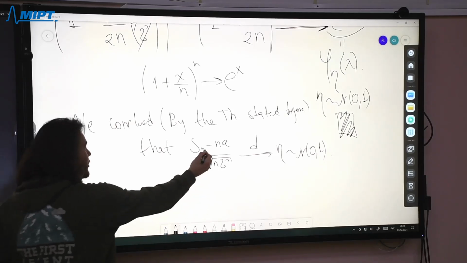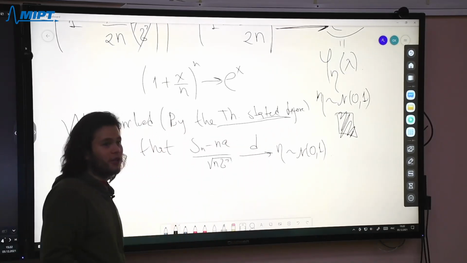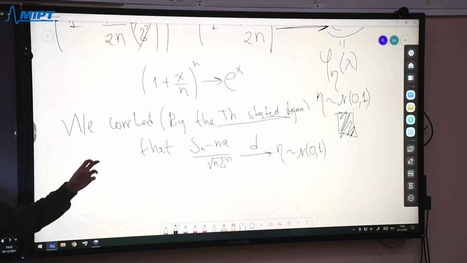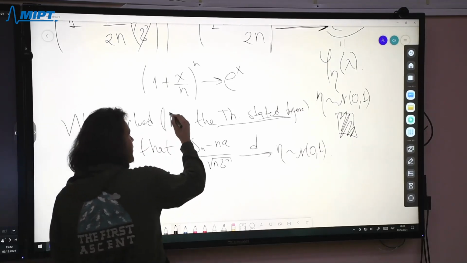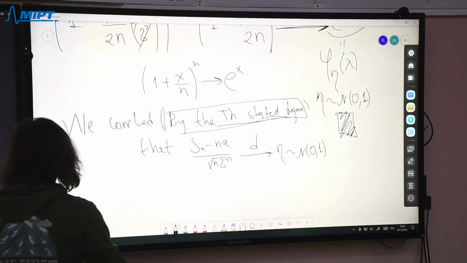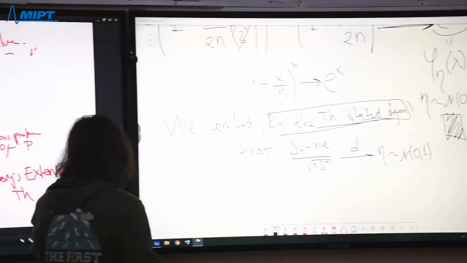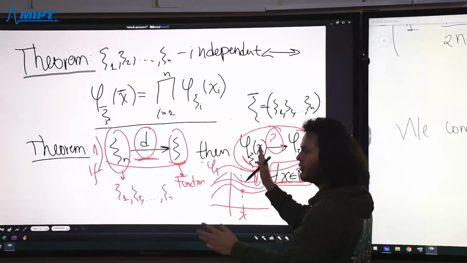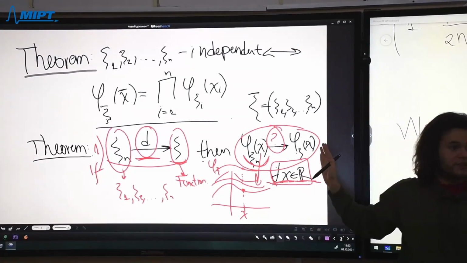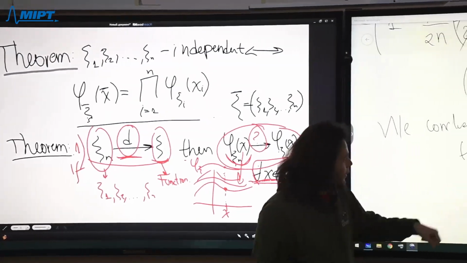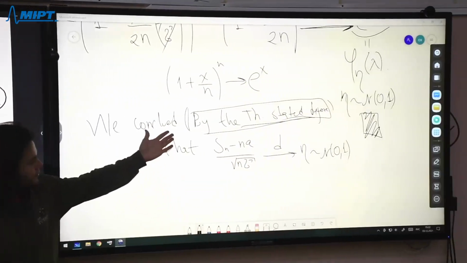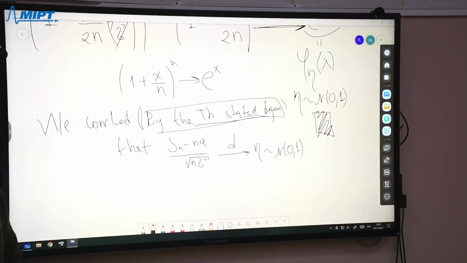By the theorem that we stated before. So for example, if your question for the exam is the central limit theorem, you have to know this theorem as well, right? Because this is necessary for the proof. Okay, that's it.